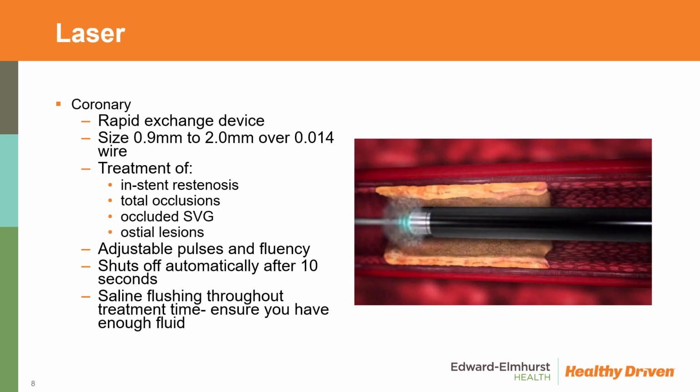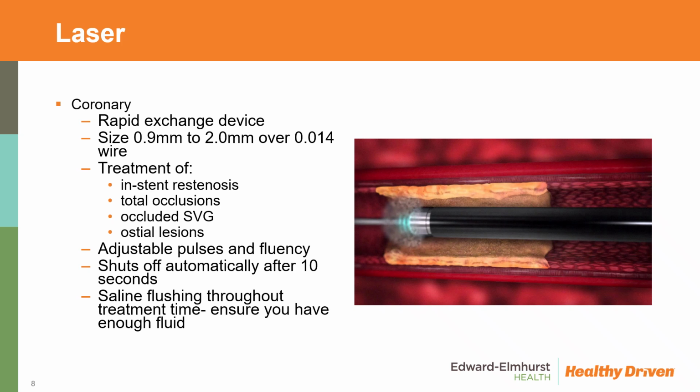Laser is another tool that we use. We have coronary and peripheral laser. The coronary laser is a rapid exchange device. The sizes are 0.9 millimeters to 2.0, and they go over a 014 wire. Typically, we're going to be using the 0.9 laser. It's used for treatment of in-stent restenosis, total occlusions, occluded SVGs or vein grafts, and ostial lesions.